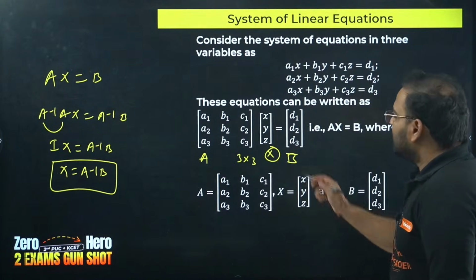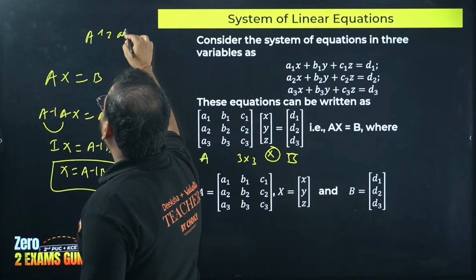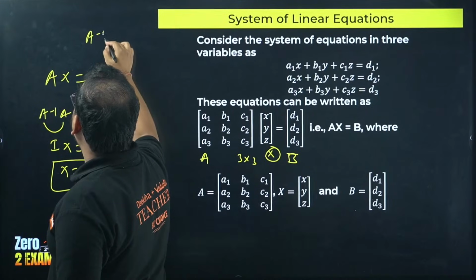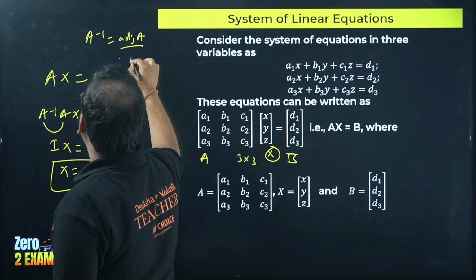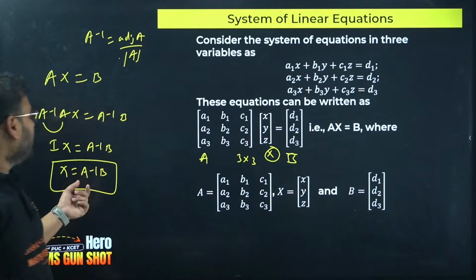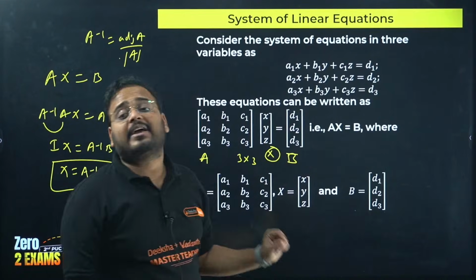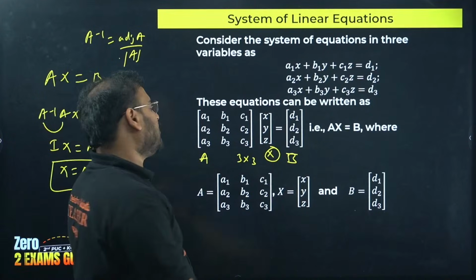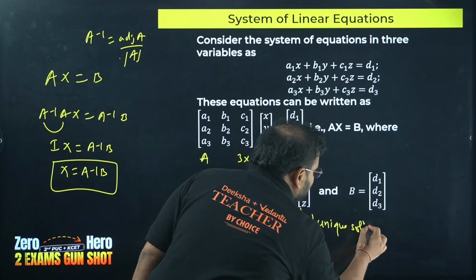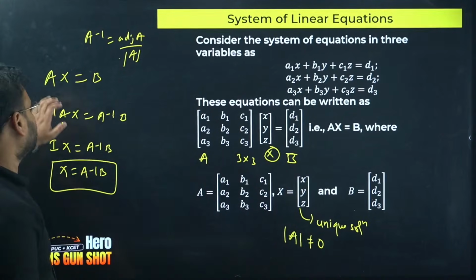How do you find the inverse, sir? The inverse is found using the formula, which you know very well: adjoint of A by determinant of A. From there you will get one set of values of x, y, z. One set of values means one value for x, one for y, one for z. That will be a case of unique solution, and this will happen only if determinant of A is non-zero, or it is a non-singular matrix.